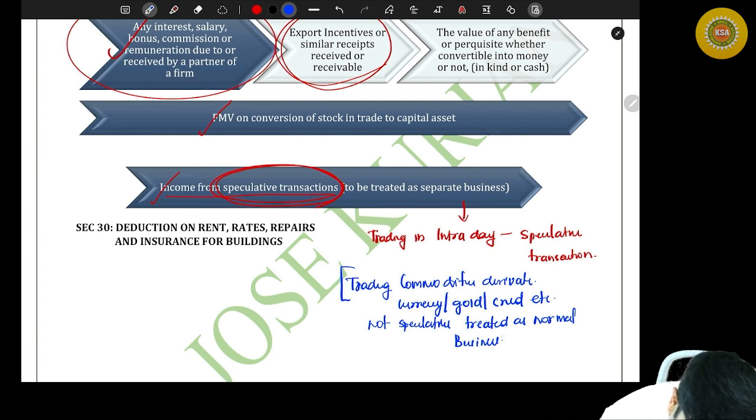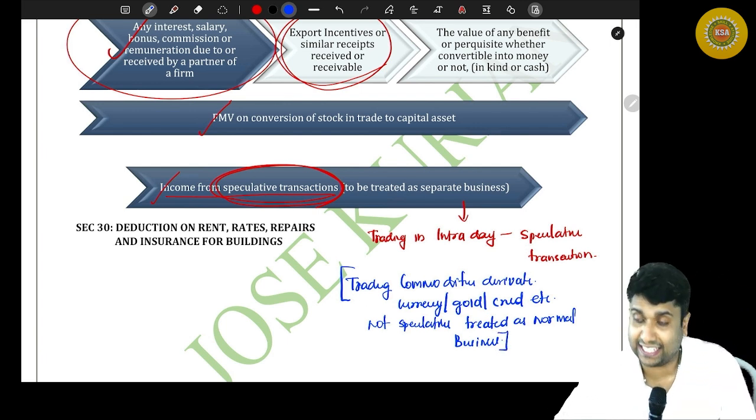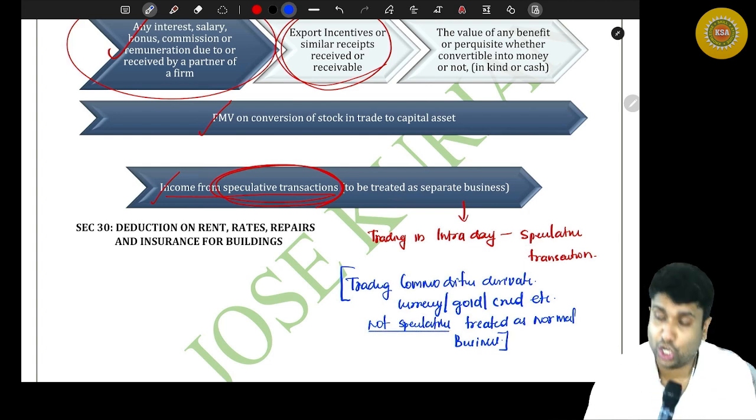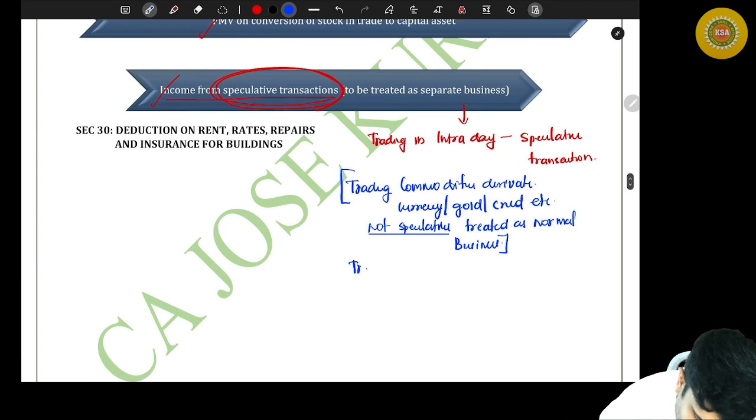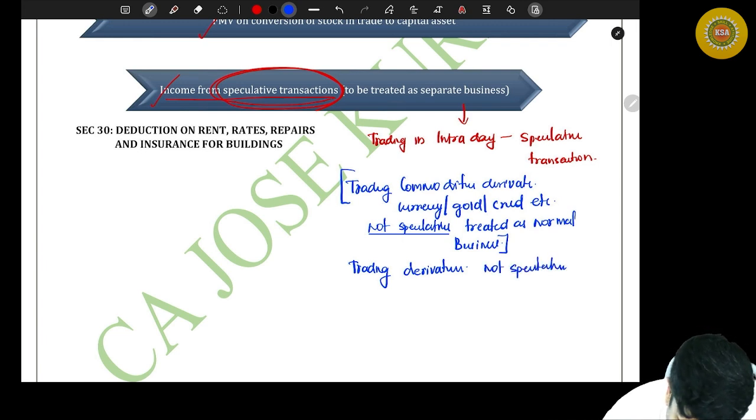If you are trading commodity derivatives like currency, gold, crude, etc., it is not speculative, treated as normal business only. Then, trading options and futures. Or rather, we'll make it simple. Trading derivatives. You write simply derivatives. Derivatives, again, not speculative. Treated as normal business only.